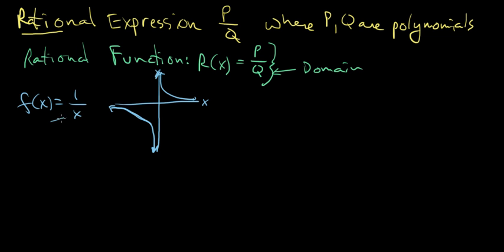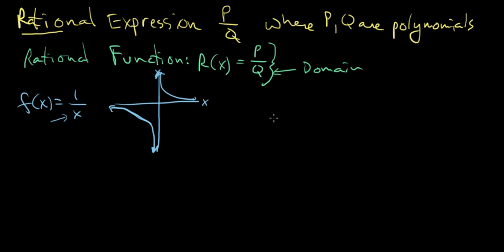And of course, the function is undefined at 0. You cannot have 1 over 0. You can't have anything over 0. Division by 0 is undefined. So that's why we say we have a vertical asymptote. In this case, it's the y-axis.